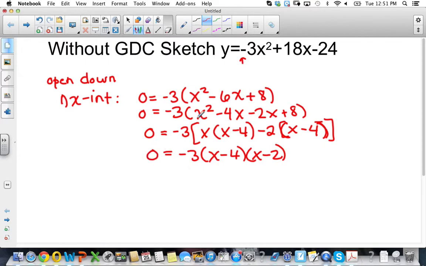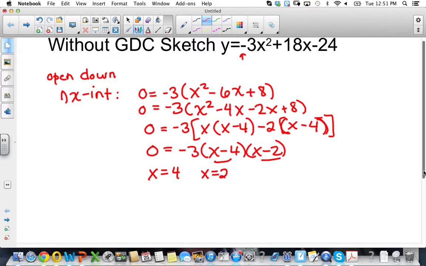This is all that we've learned in Chapter 5. So now I'm going to set each factor equal to 0. Negative 3 doesn't have a variable, so we can throw it away. And x is 4 and x is 2 for the x-intercepts.